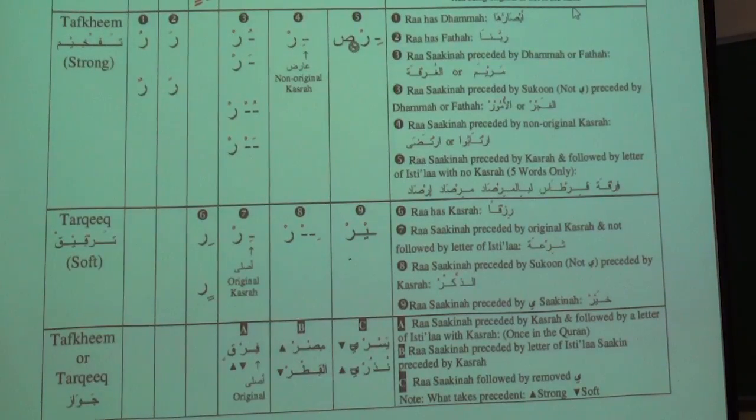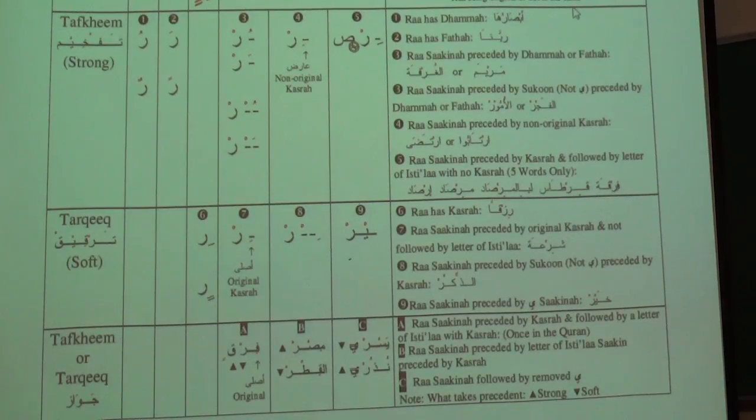Which means if let's say there is a ra with a sukoon and before it there is a fatha or dhamma, I don't have to look at what's after it in this case, right? But because there is a kasra, then I have to look at the letter after it. Because if the letter after it happens to be harf isti'la, and I will tell you what harf isti'la is, that doesn't have a kasra, then it will be strong.